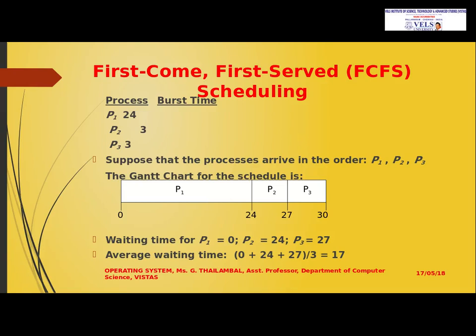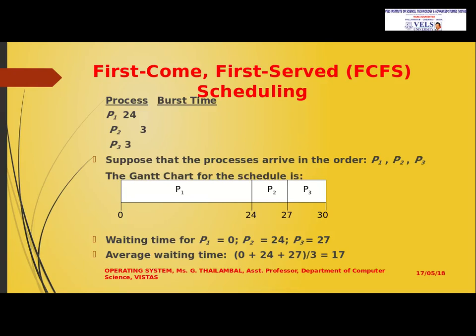Now we have to calculate the waiting time and average waiting time. For calculating waiting time, we check for process P1 how many milliseconds it waited before its execution. Process P1 didn't wait, it started from 0 milliseconds itself. That's why the waiting time for P1 is 0. P2 waits until P1 is completed, so it waited 24 milliseconds. P3 waits until the 27th millisecond for P2 to be executed, so P3's waiting time is 27. Now find the average waiting time: 0 plus 24 plus 27 divided by the number of processes, which is 3. So you get 17 milliseconds.